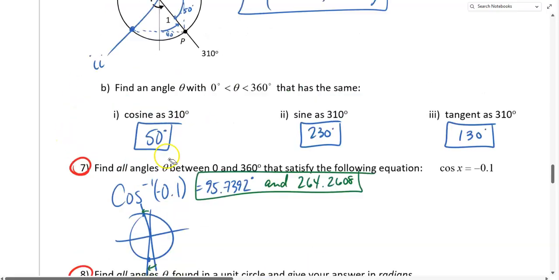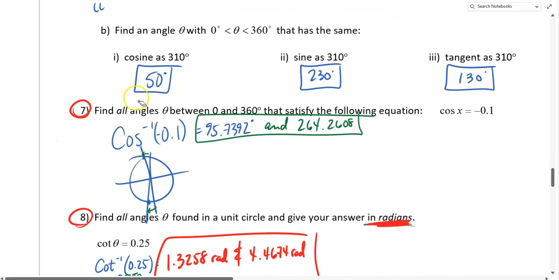With number 7, it's basically the same question as this, we just don't give you a picture this time. So find all angles between 0 and 360 that satisfy this equation. Well, we need cosine inverse of negative 0.1. You can think of this as a unit circle problem in that 0.1 is the adjacent side divided by hypotenuse, so we can think of this as just negative 1 over 10. But that doesn't really give us the position in degrees, so we would need a calculator to find that.